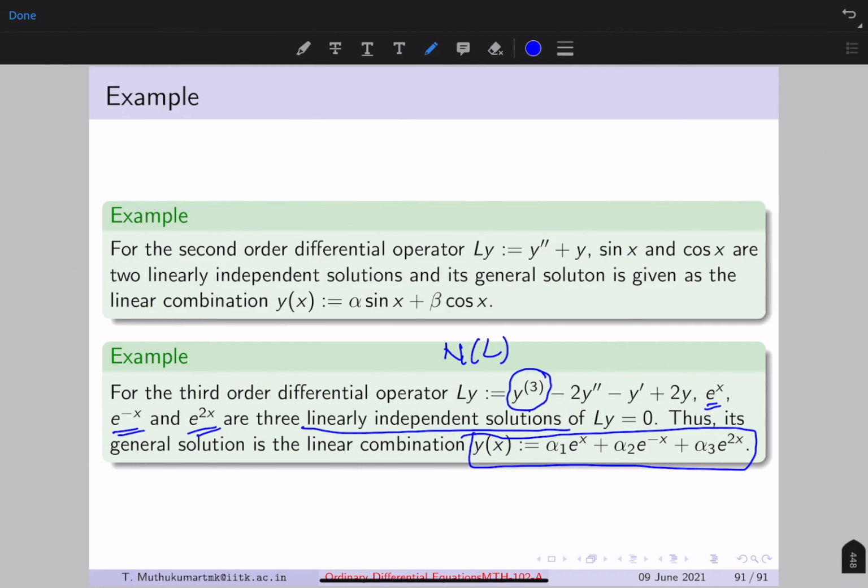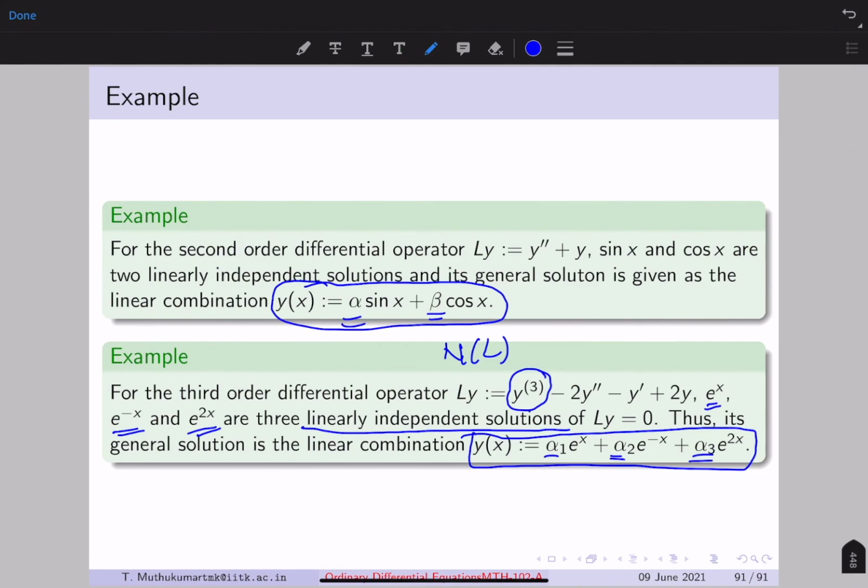So these are the advantages of viewing the differential operator as a map from vector space to vector space and seeing the null space as a subspace and so on. This is the general solution of the differential operator. The linear combination of linearly independent solutions is the general solution, which means every other solution can be obtained from specific choices of alpha, beta. If you choose special values of the alphas, then you get a particular solution. Each solution can be obtained for each choice of alphas here.